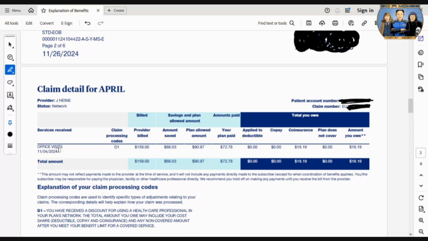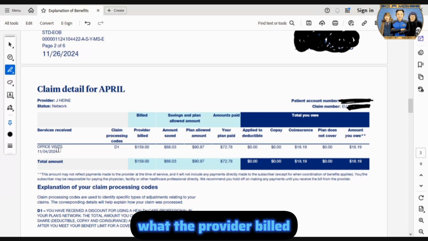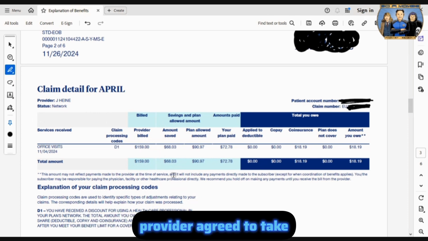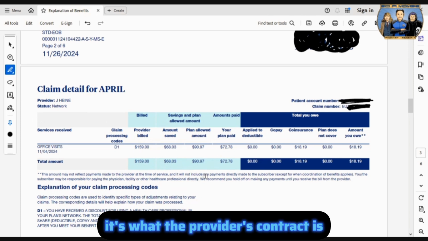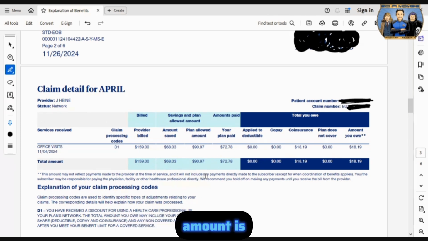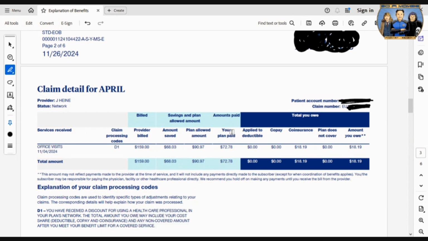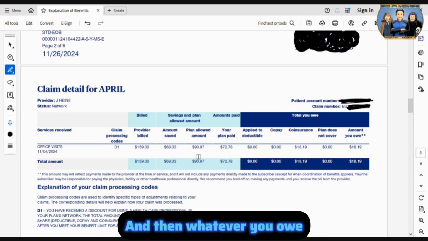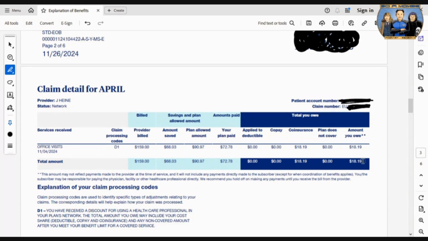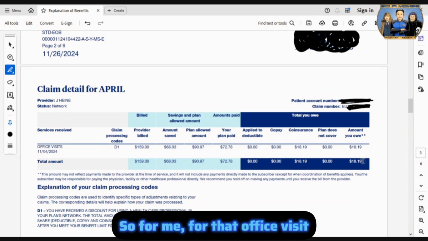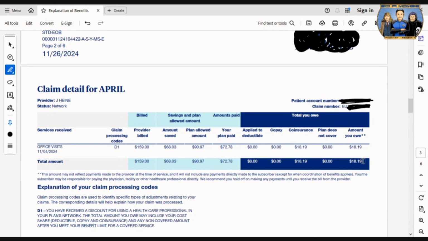So they're going to show you what the provider billed, which is right here. They're going to tell you the discount the provider agreed to take. They're going to tell you how much your plan amount is, which is not really your plan, it's what the provider's contract is. They're going to tell you how much they paid the provider. And then whatever you owe in any column, they're going to show you. So for me, for that office visit, I owe $18. Okay, cool. I'll take that.